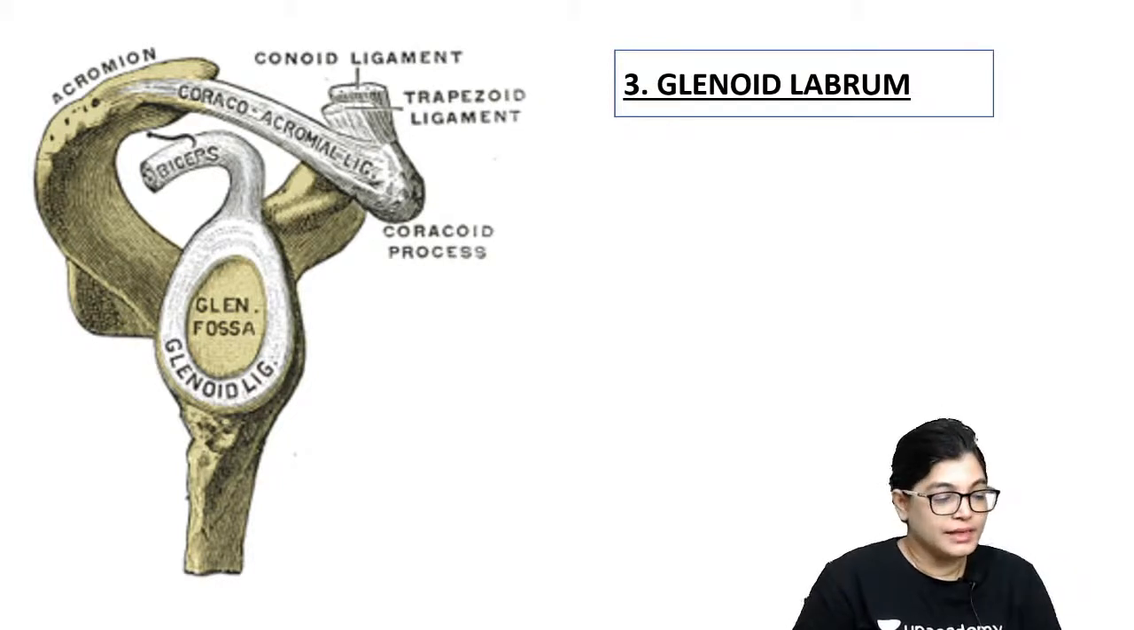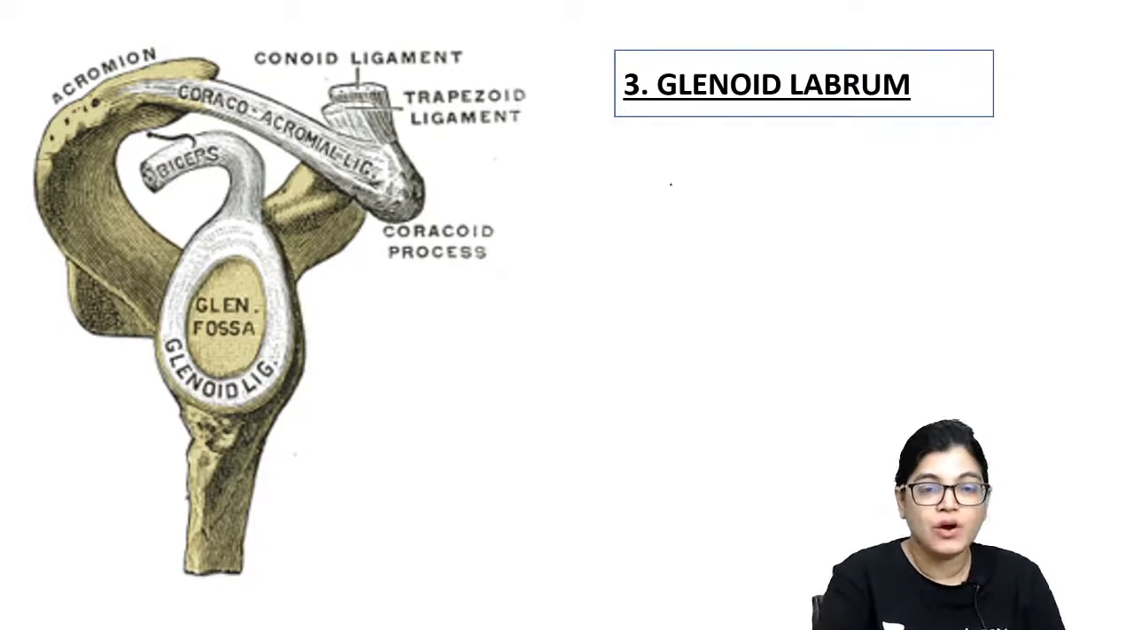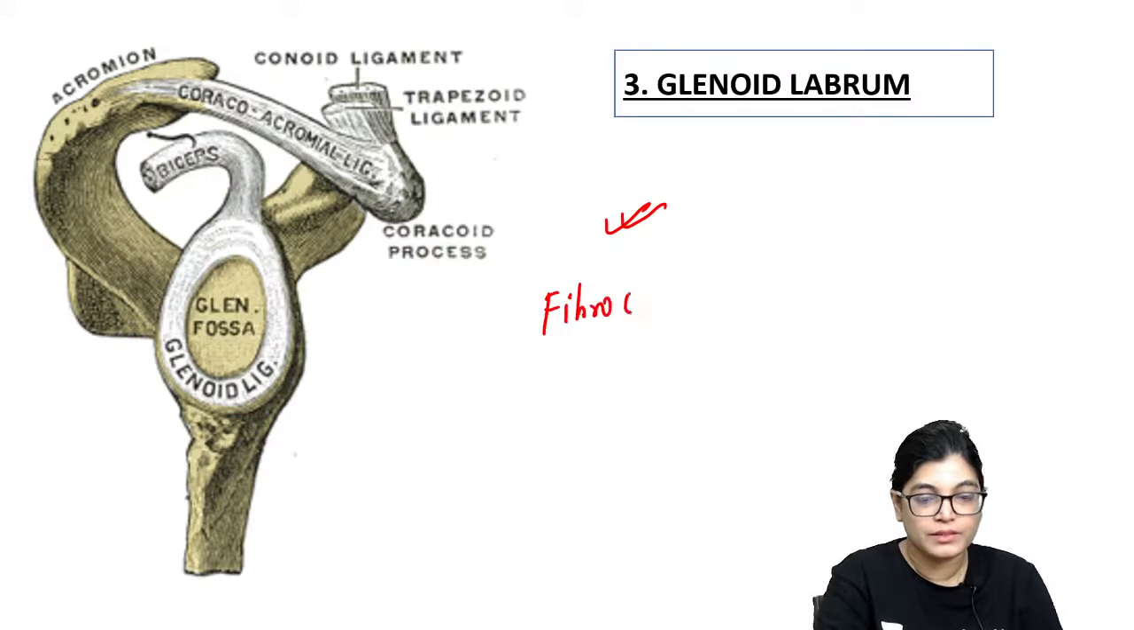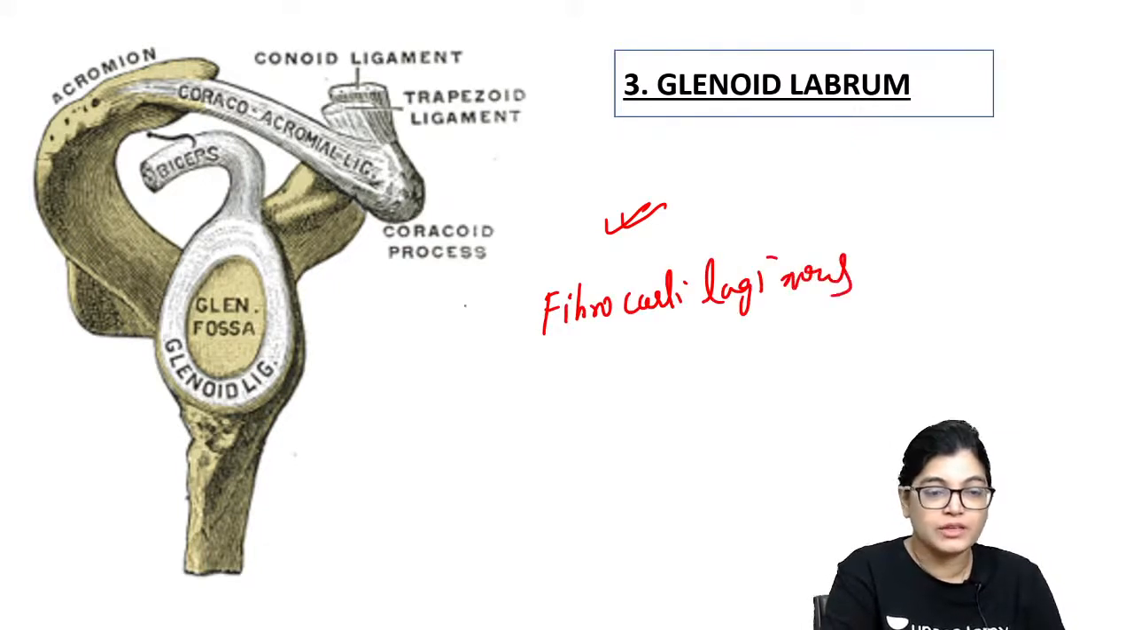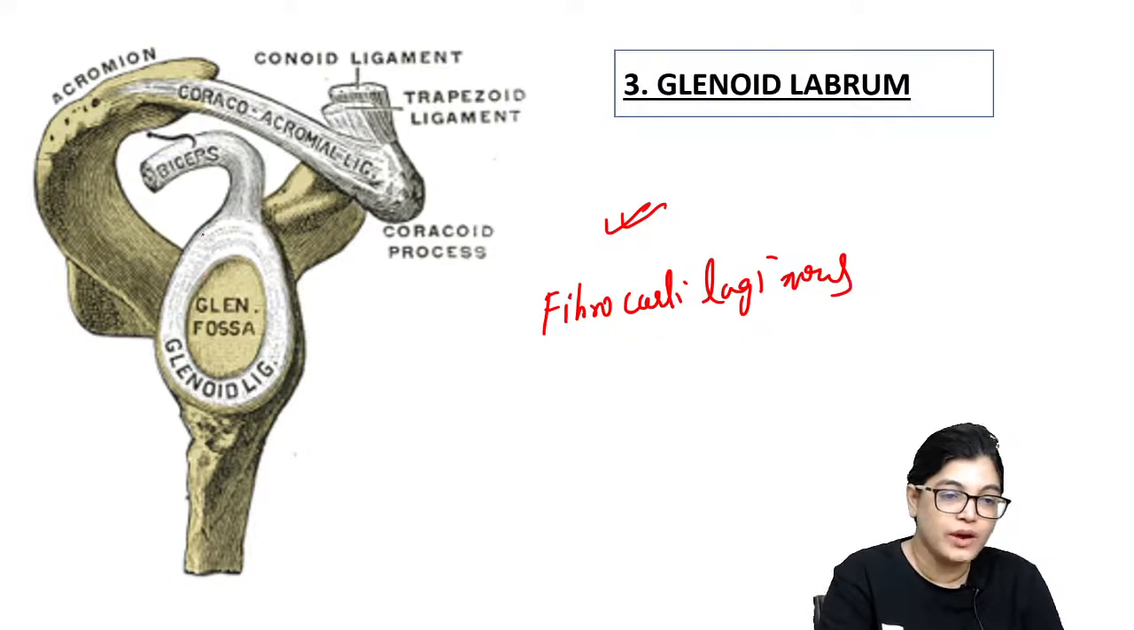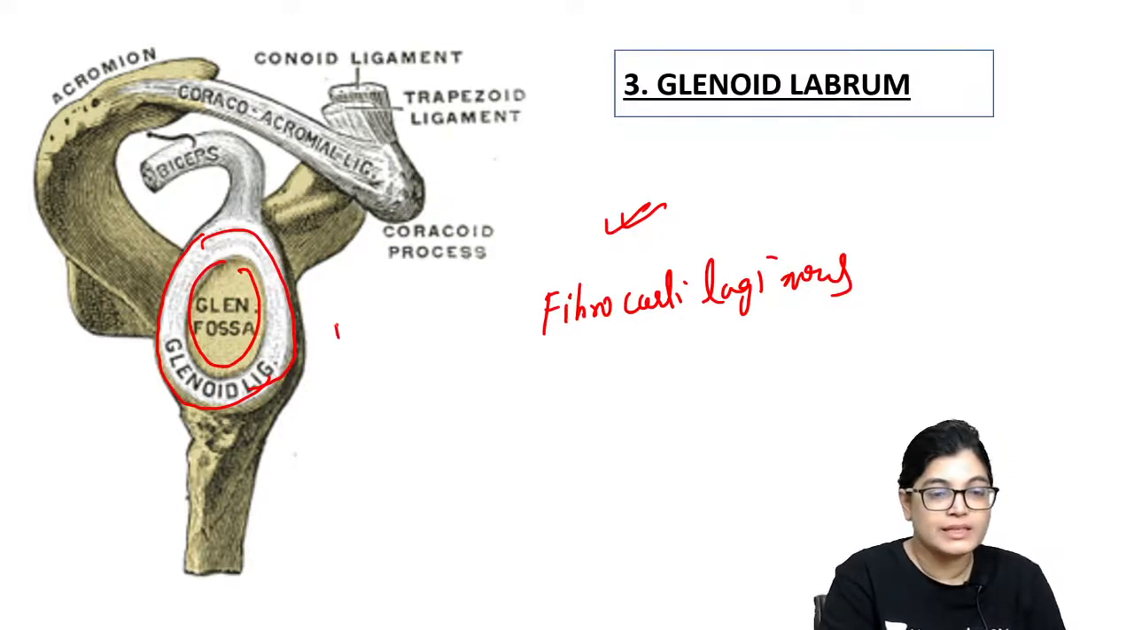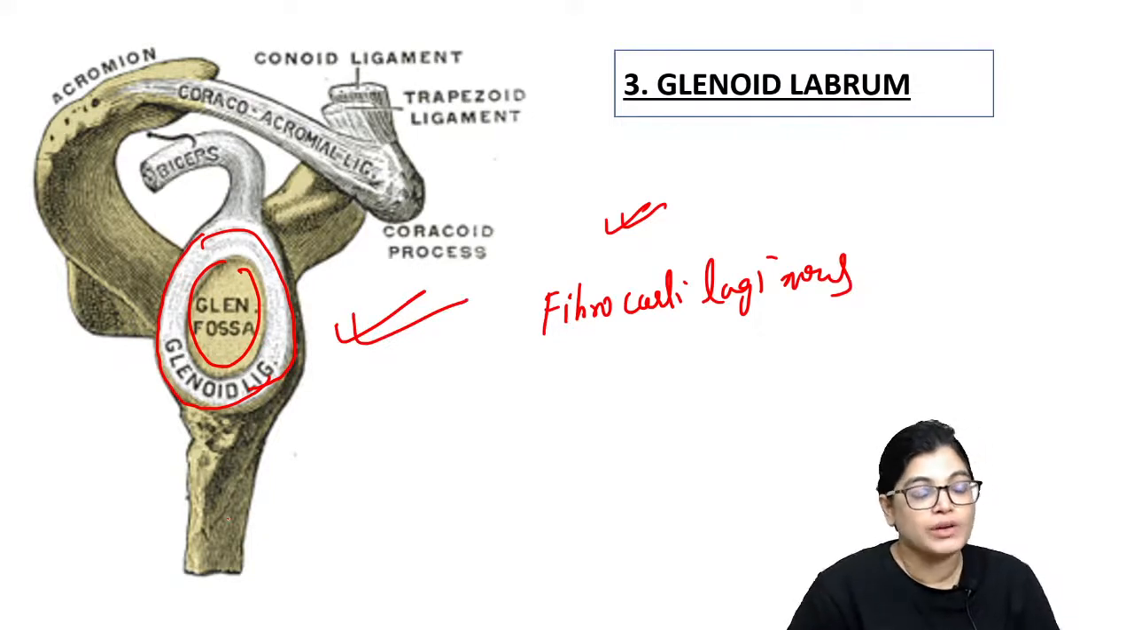Now thereafter I also want to give you the details of the next important structure, that is the glenoid labrum. As we already know, it is a fibrocartilaginous rim, and here you can see the attachment of the glenoid labrum onto the periphery of the glenoid fossa. So it is deepening the cavity of the glenoid fossa.